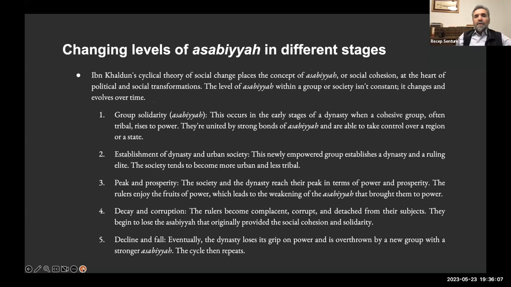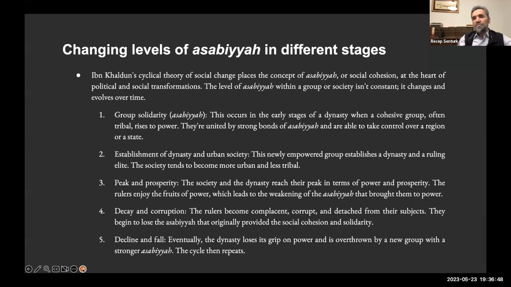As I have already mentioned, he uses asabiyya as a changing variable in every stage of civilization. Ibn Khaldun's cyclical theory of social change places the concept of asabiyya, or social cohesion, social solidarity, group feeling, social unity, at the heart of political and social transformations. The level of asabiyya within a group or society is not constant. It changes and evolves over time.